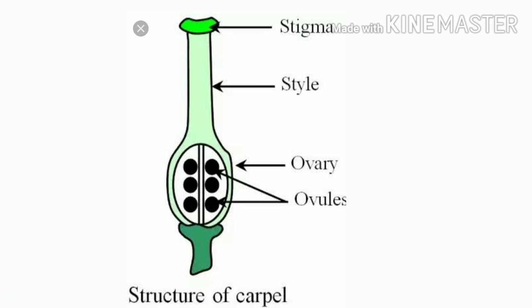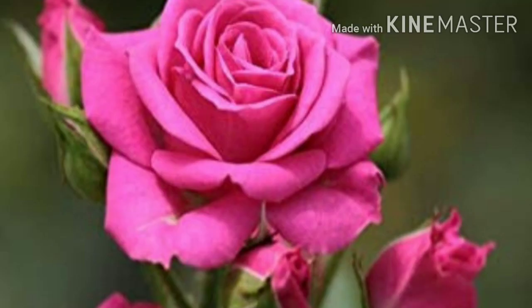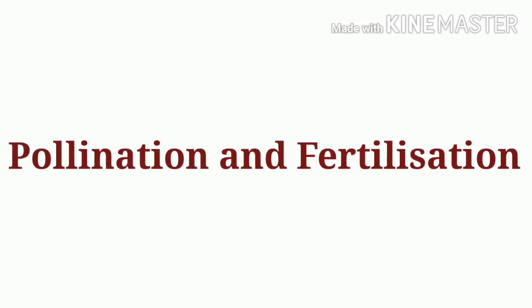The carpels are the female reproductive organs which contain the ovary. Inside the ovary, there are ovules which later develop into the seeds. Today, we'll discuss about the steps involved in the formation of fruit and seeds. Yes, it's pollination and fertilization.